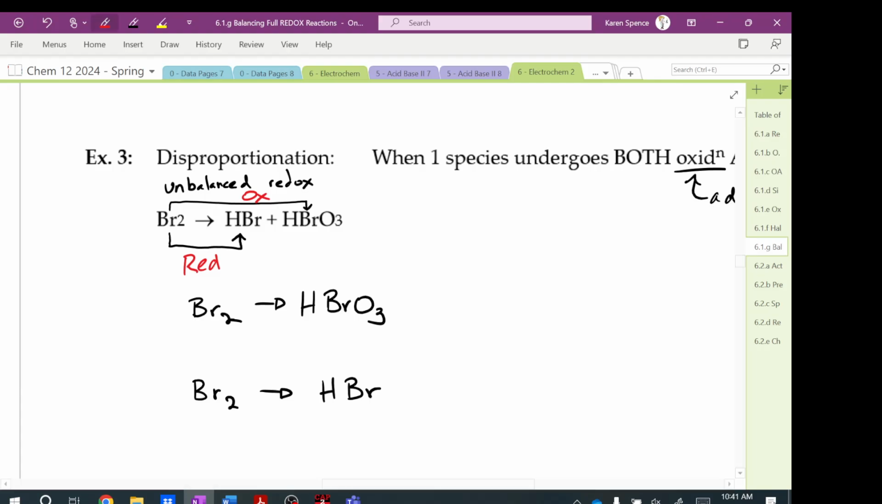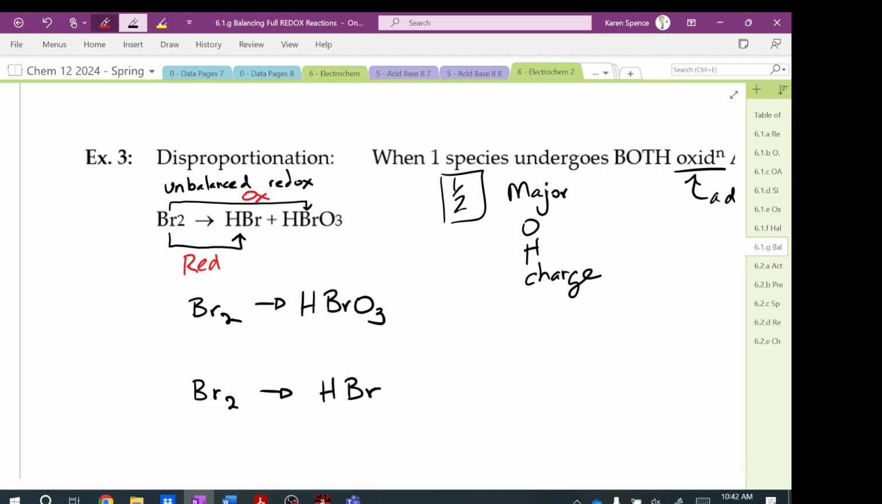Do you remember how to balance half reactions? What are the steps in balancing half reactions? Major, O, H, says charge. If you couldn't say that with us, then you need to say it with us now. Major, O, H, says charge. Who says what?